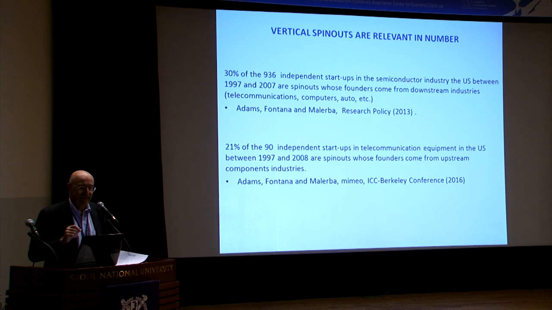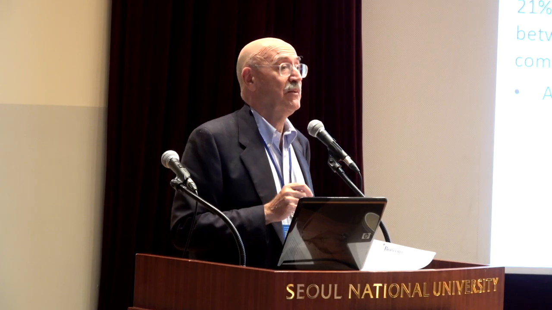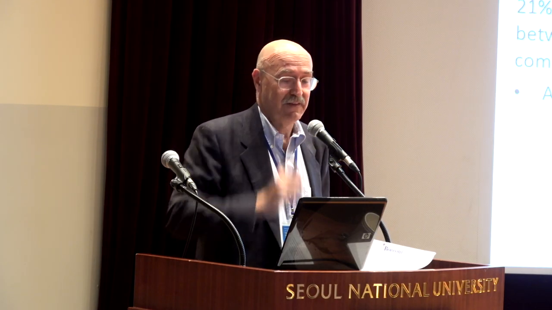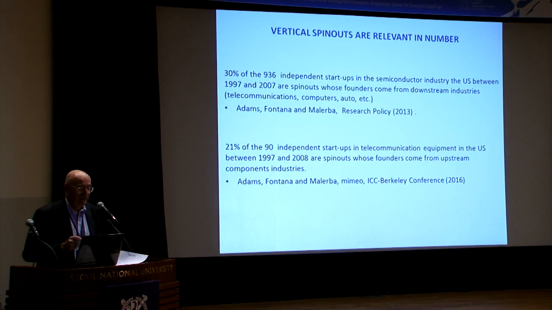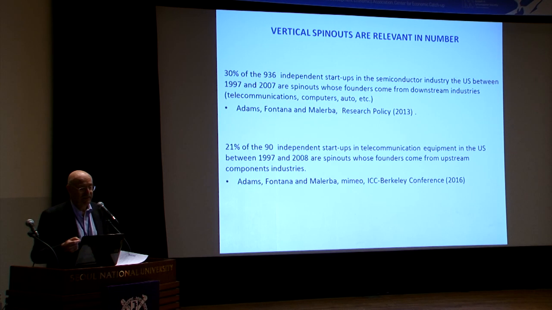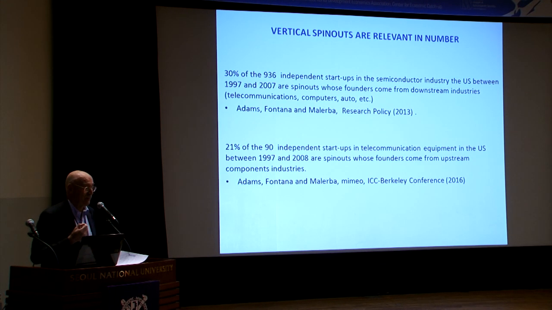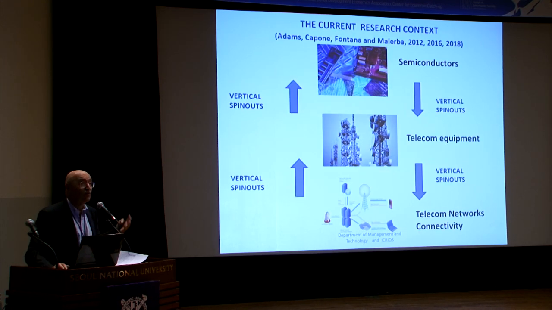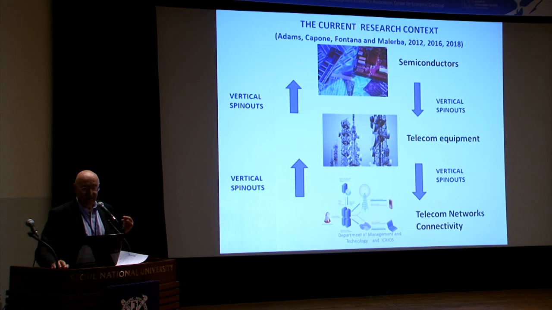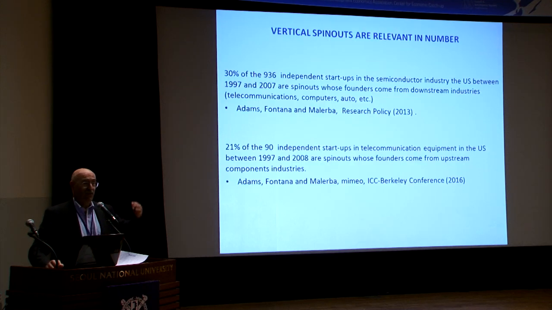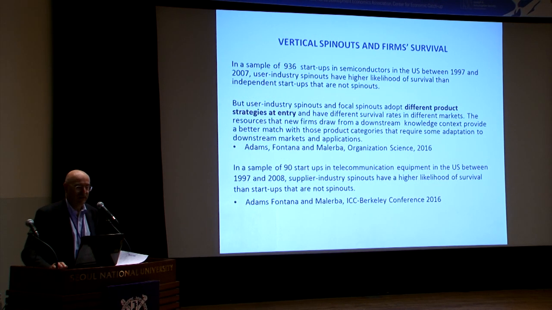36 independent startups in the semiconductor industry in the US between 1997 and 2007 are spin-outs whose founders come from downstream industries. Again, we traced the founders. And 21% of the 90 independent startups in telecommunication equipment in the US, again in the same period, are spin-outs whose founders come from upstream. So you have a lot of movement. And this movement brings knowledge from one industry to the other.